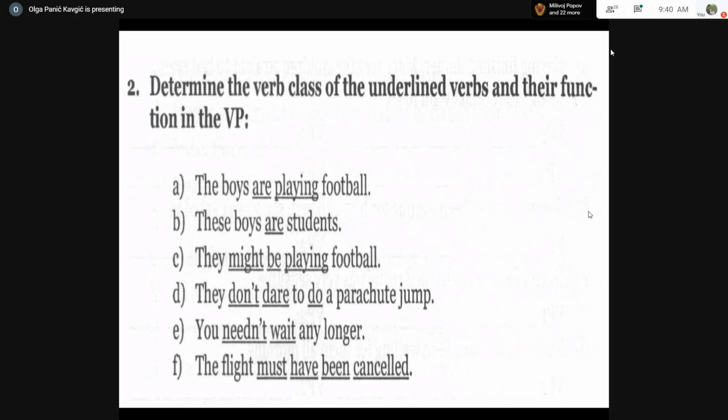And this is actually the essence of the second exercise. So once again, page 51, exercise 2. And this is what you have on the screen. Determine the verb class of the underlined verbs and their function in the VP. So what you need to do is, now you have them already underlined, you'll have to say what they are. Is it an auxiliary? Is it a main verb? What kind of an auxiliary, and so on. And what's playing here. And that's it.